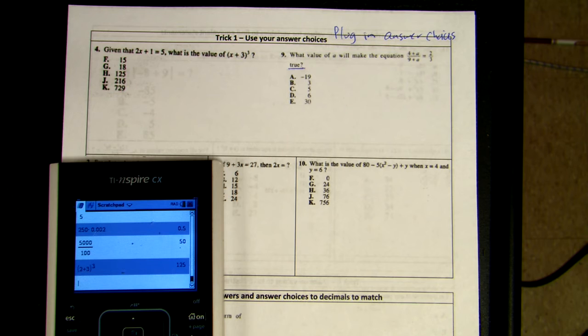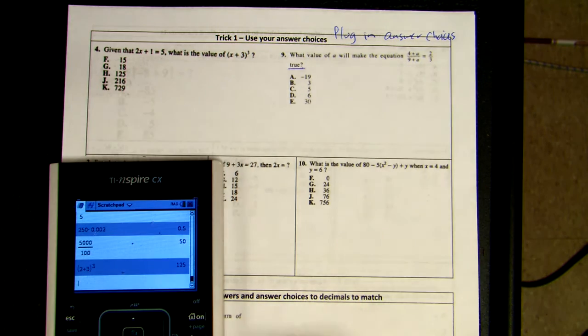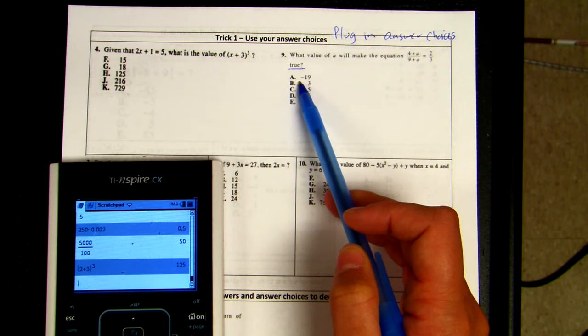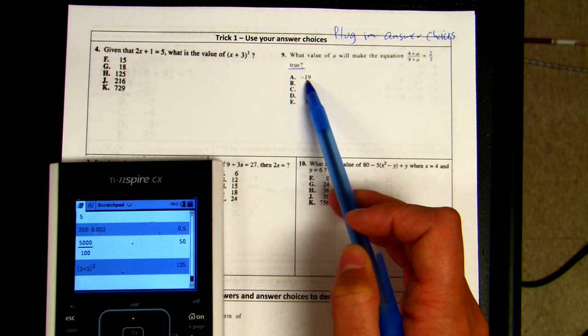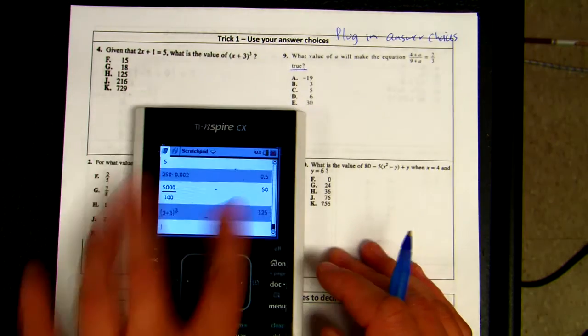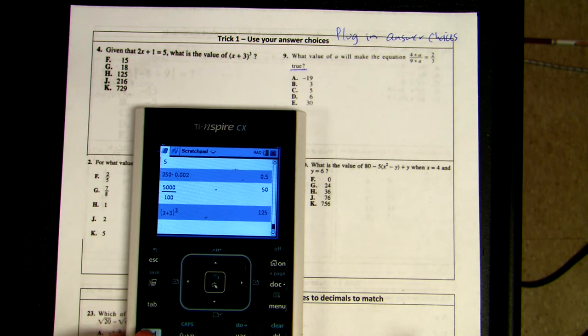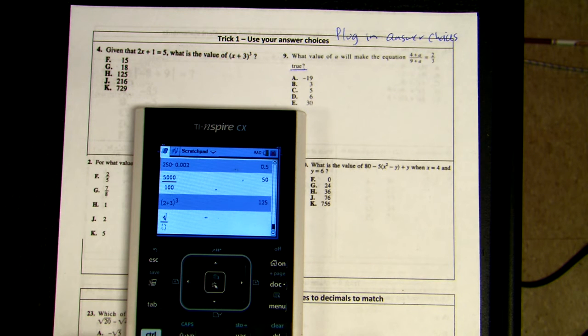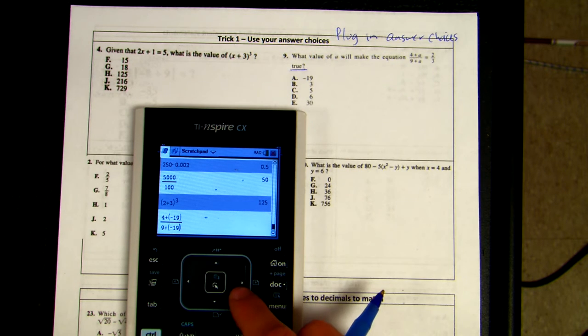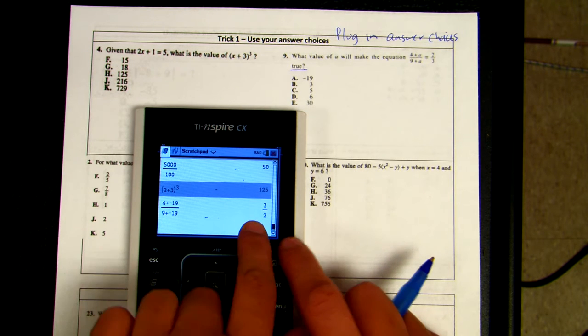That's exactly what I'm going to do. Everywhere that I see A in this equation, I am going to try my answer choices one at a time. The first one I'm going to try is negative 19, and I'm going to plug it in for both values of A. So I'm going to do that on my calculator here. I start with my division sign, plus parentheses negative 19, plus parentheses negative 19, is equal to 3 over 2.